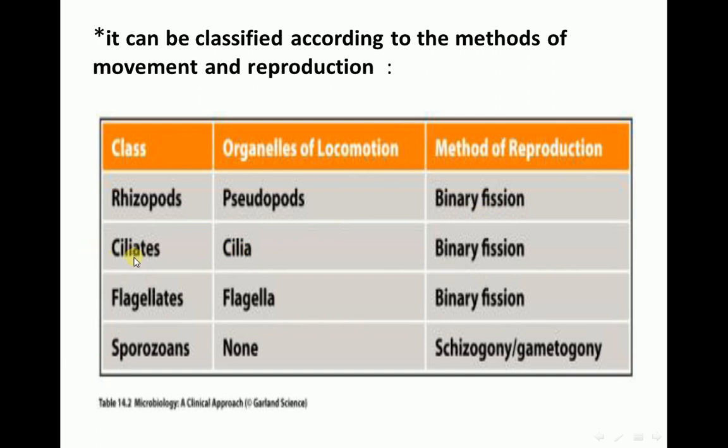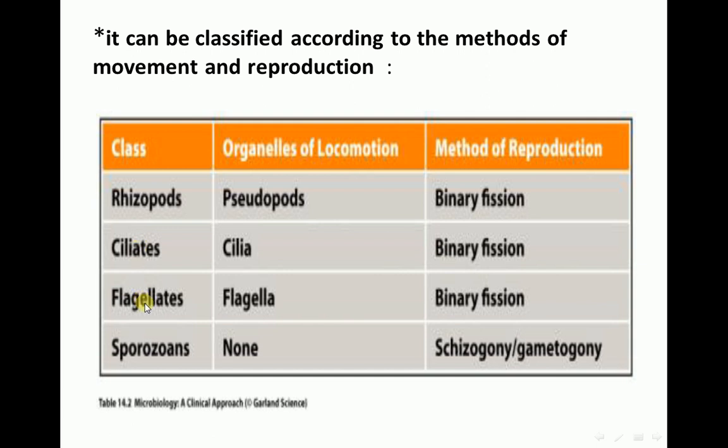Class number 2, ciliates. Organelles of locomotion are cilia, and the method of reproduction is asexual reproduction by binary fission. An example of this class is the parasite Balantidium coli, which is covered with cilia for movement.